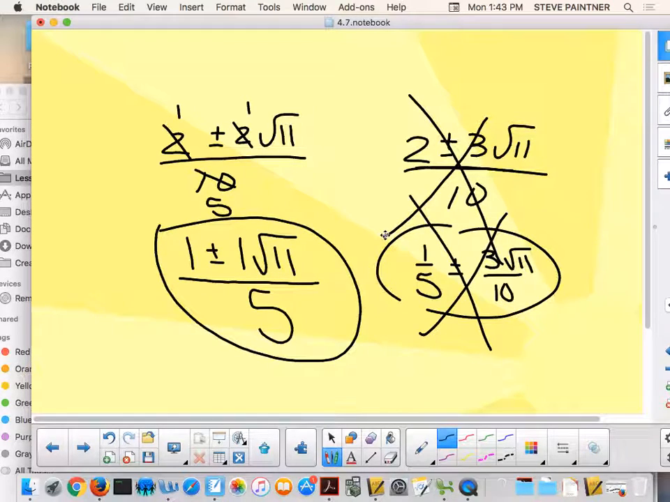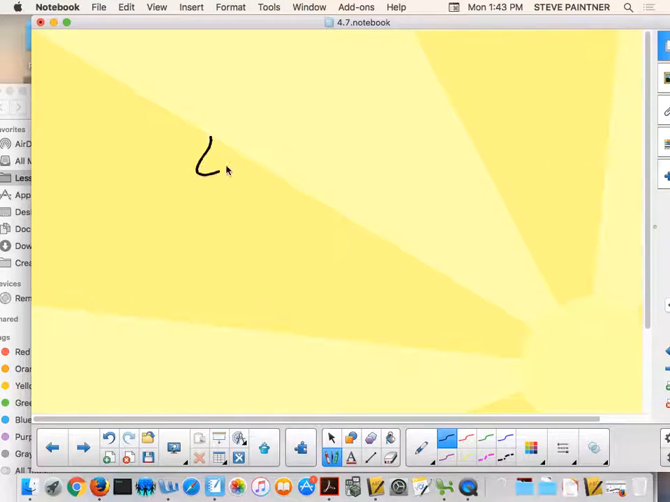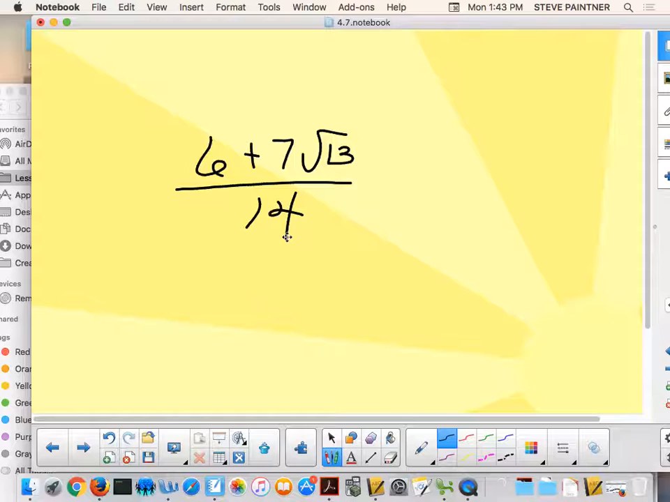When do you reduce? When all three numbers have what? Something in common. Now let me show you one more. Watch this. 6 plus 7 square root of 13 over 14. What are you going to do? Nothing. Good job. You said nothing because 6 and 14 have something in common. 7 and 14 have something in common, but not all three of them.